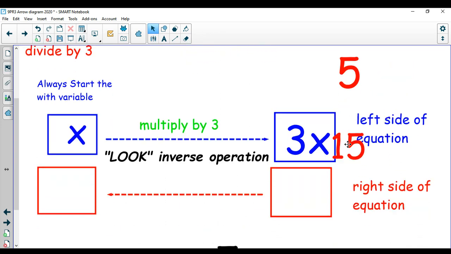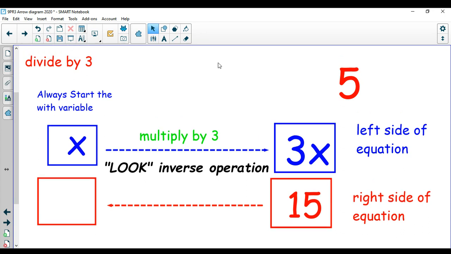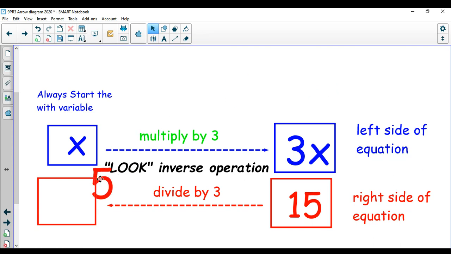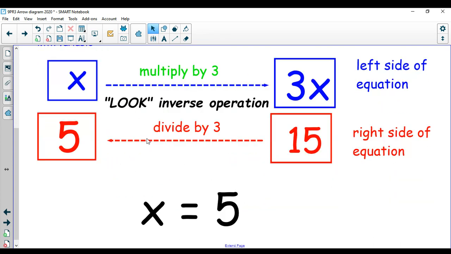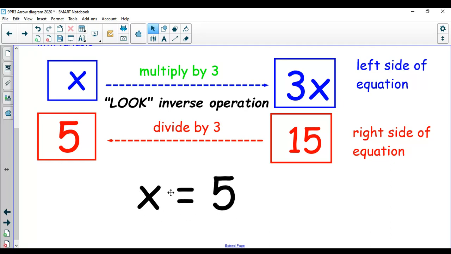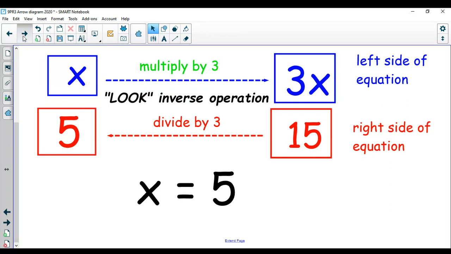Right below it, my right side, I put 15. So when we drop down to the level below, that's kind of like equals. So this is now my right side of the equation. Then I look at my multiplied by 3. Well, what is the inverse operation of multiplied by 3? That is correct. Divide by 3. 15 divided by 3 has a quotient of 5. So therefore, x equals 5. All right. Let's check out another example.